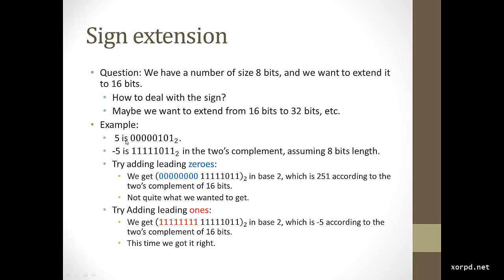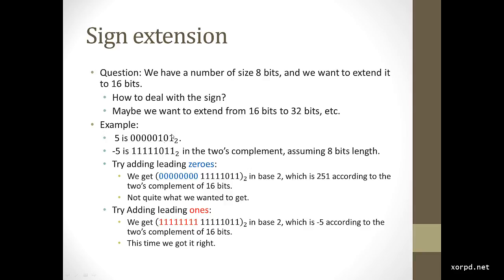We know that 5 is represented as this number in binary. If you are not sure, let's check it out. 1 plus 4 equals 5. Minus 5 is this number. How can we know it? We just flip every bit and then we add 1. You can check that this is going to be the result, assuming 8 bits length.